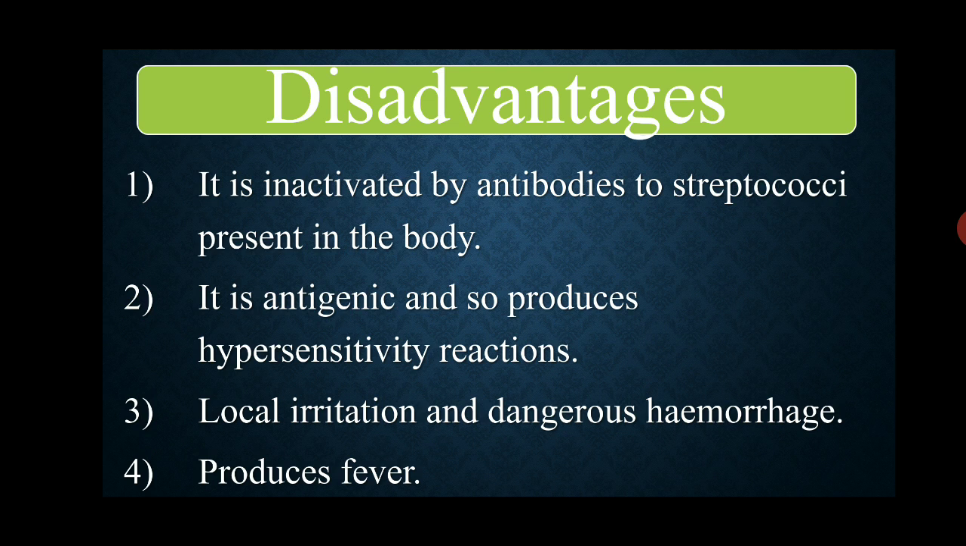These streptokinase are antigenic substances, and these antigenic substances produce a hypersensitivity reaction or allergic-like reaction. Then local irritation and dangerous hemorrhage are produced by these streptokinase drugs, and they also produce fever because these are antigens. These are the disadvantages of streptokinase as a fibrinolytic agent.